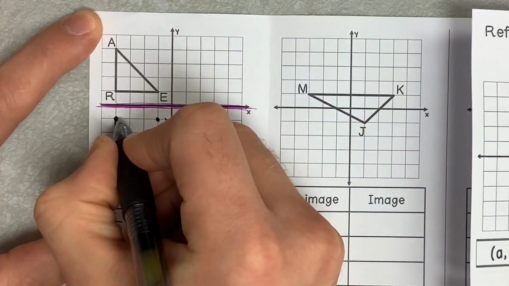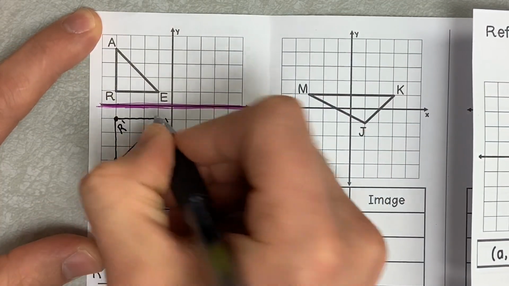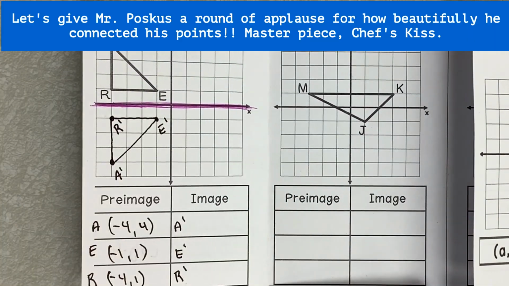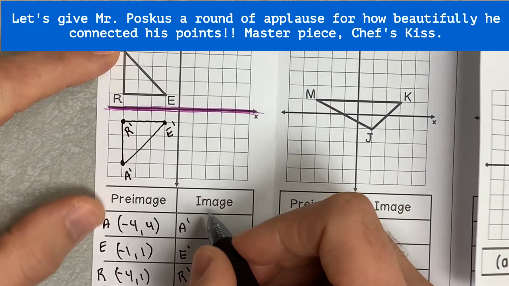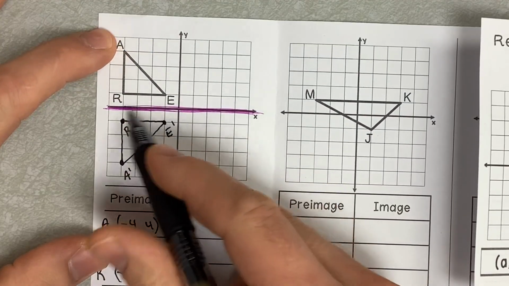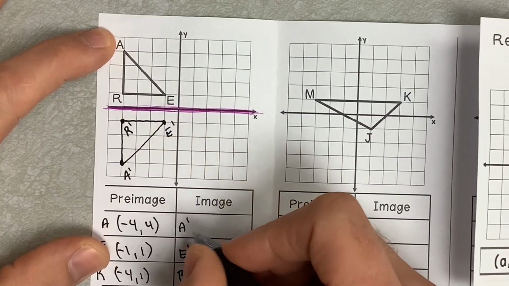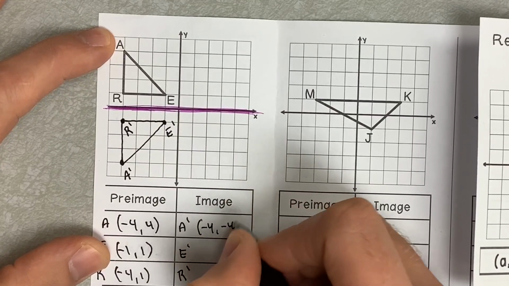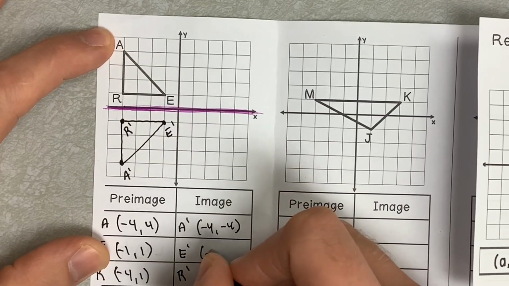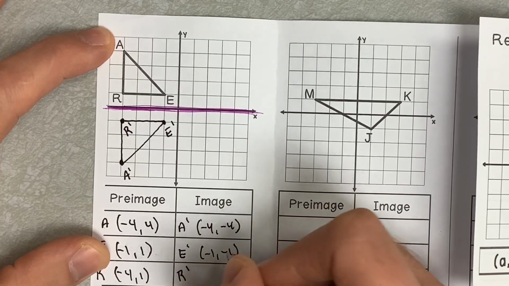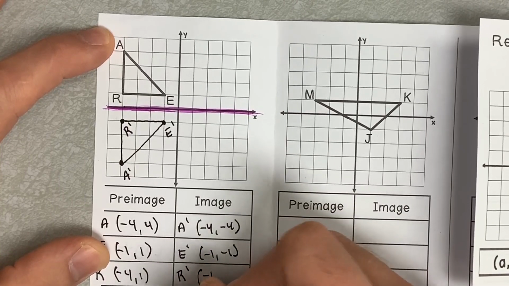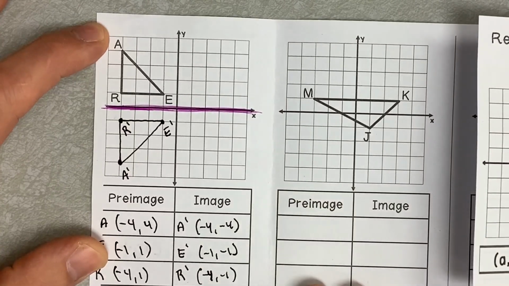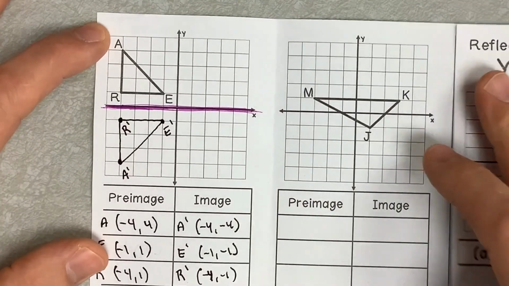If I connect these dots, holy moly guacamole, look at that. That's a perfect reflection across that x-axis. I can write my little points. A will be 1, 2, 3, 4, so it's going to be negative 4, negative 4. E is negative 1, negative 1. And R is going to be negative 4, negative 1. I'm sorry for that bad handwriting, guys. My apologies. But that's it.